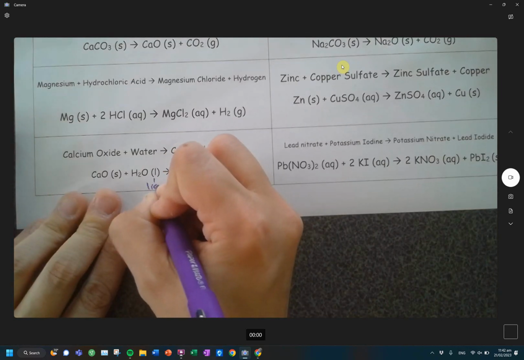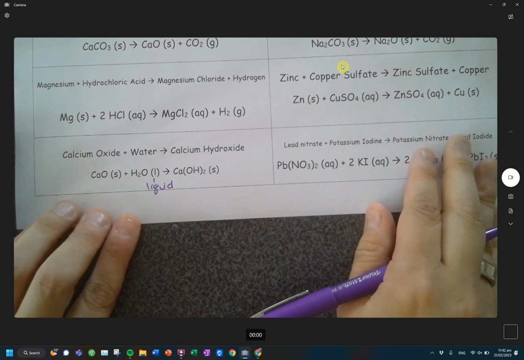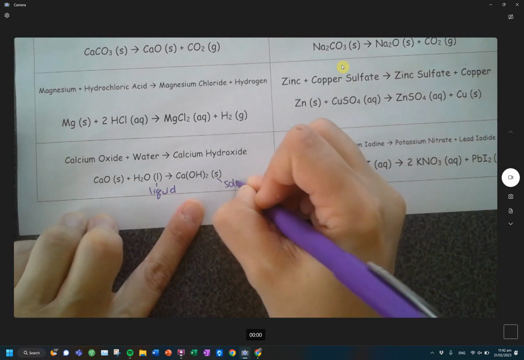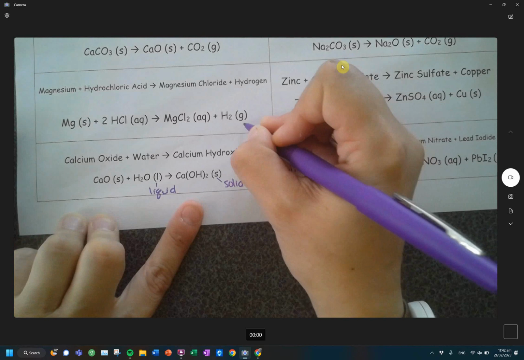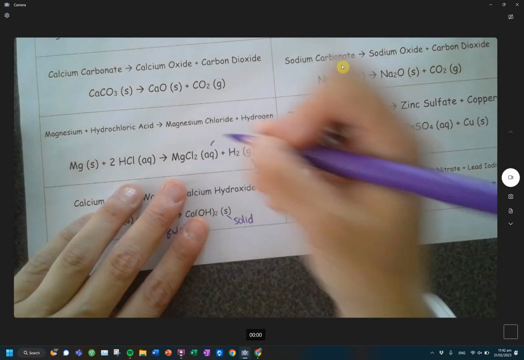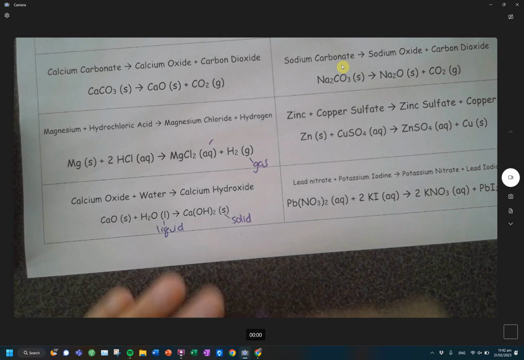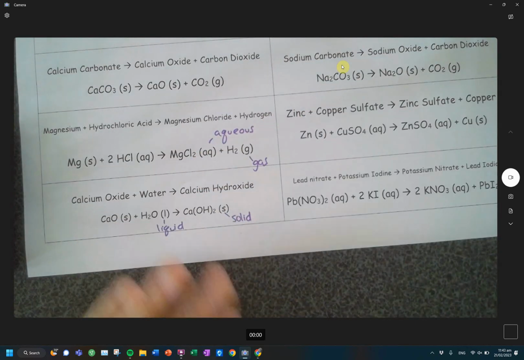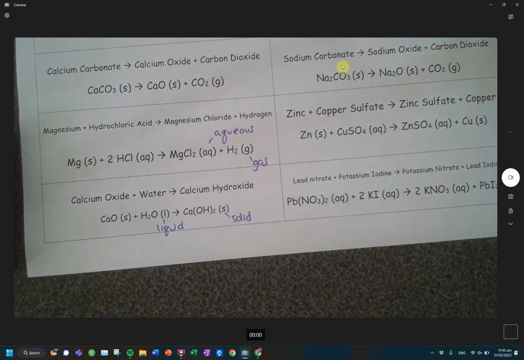And then it's solid. AQ is a tricky one. S is your solid. G is gas. And then AQ is aqueous. What does aqueous mean? I don't know. That's okay. Aqueous means that the solid has been dissolved into water.